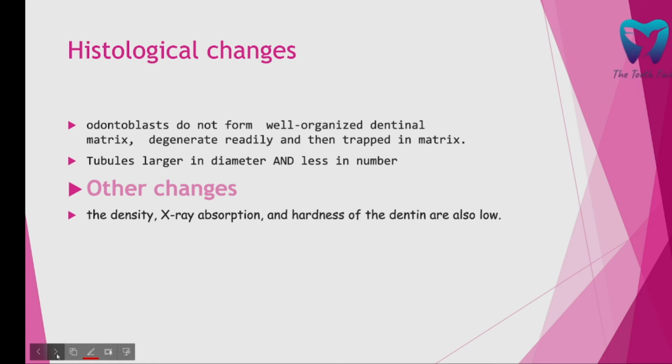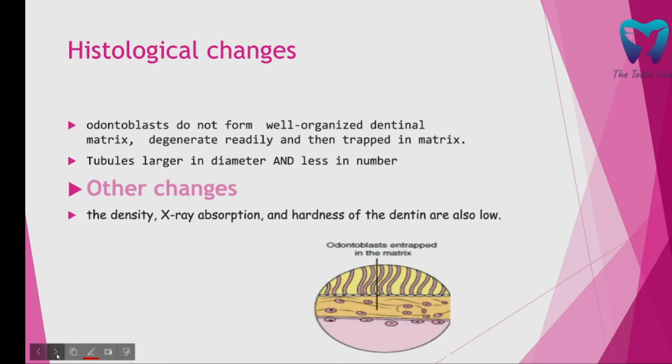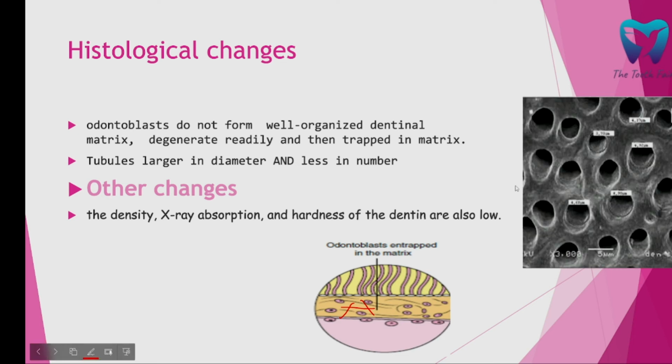If we see the histological changes, odontoblasts are trapped in the dentinal matrix, and also the matrix which is formed is very irregular. If you see, this is comparatively regular, but in DI1 there is an irregular matrix and odontoblasts are entrapped. Tubules are larger in diameter. Like these tubules, they will become larger in diameter and also they will be fewer in number. Other changes noticed are that the density, X-ray absorption and hardness of dentine are also low. So there is easy wear of dentine.